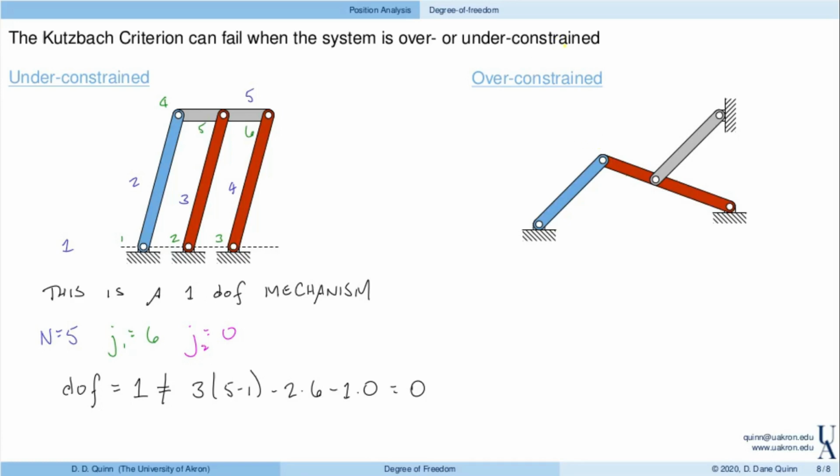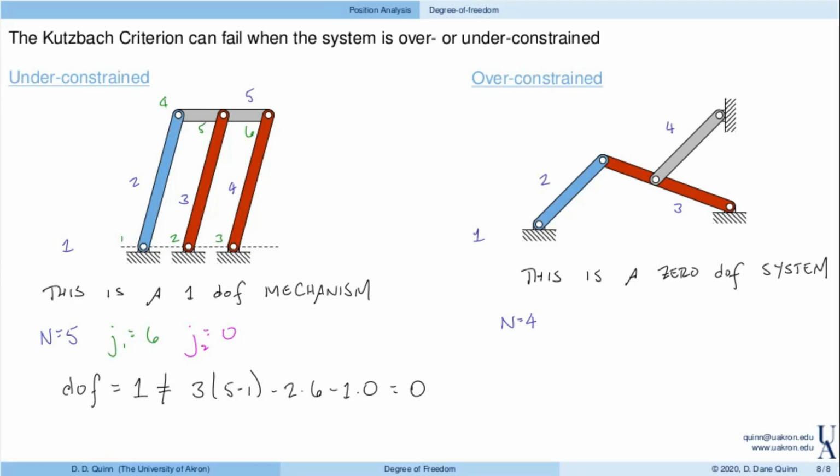Systems can also be over-constrained, right? So I can have essentially too many constraints. So this linkage here is a 0 degree of freedom system. And let's calculate everything again, right? So we have 1 for the ground, 2, 3, 4. Right, so n is equal to 4.